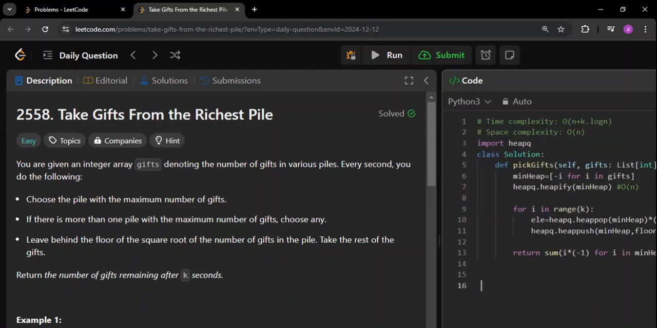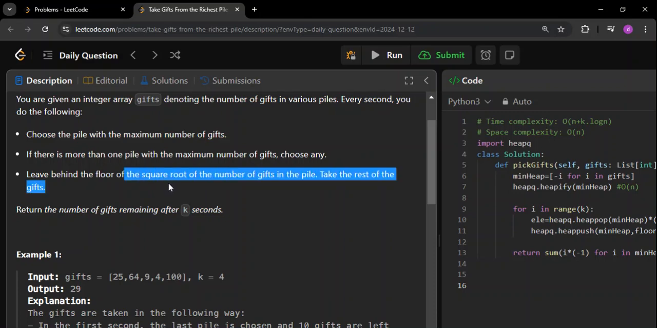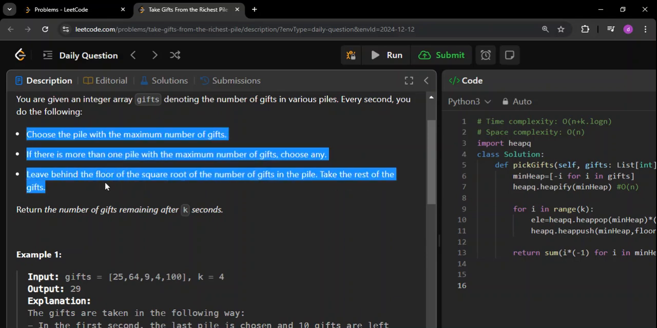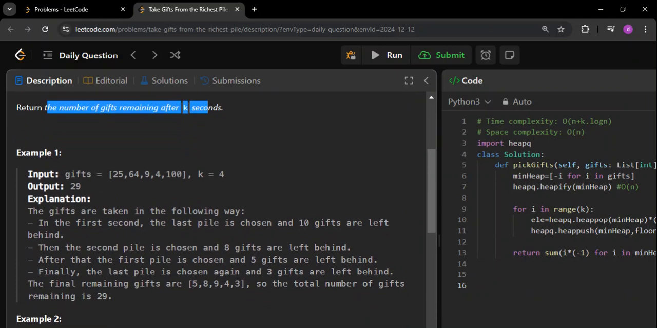So what they are saying is that you have to take the maximum number first. In this case we start with 100. Then you remove that number 100 and replace it with the floor value of the square root of 100, that is, the floor value of the square root of the maximum number. We have to do this k number of times. Return the number of bits remaining after k seconds. So we'll quickly trace this example.